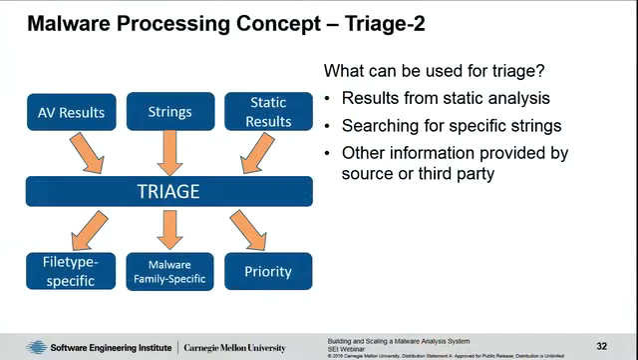And you could use AV results, strings, results from static analysis. We could have those go into the triage system, and the output would be some notation where we need to do some file type specific action on that piece of malware, or some family specific action on that piece of malware.